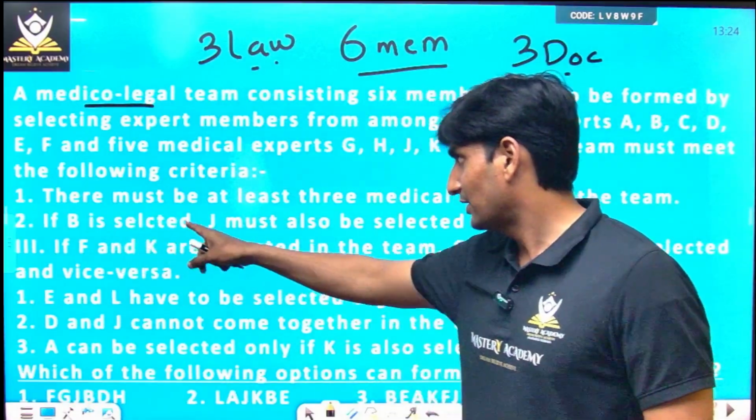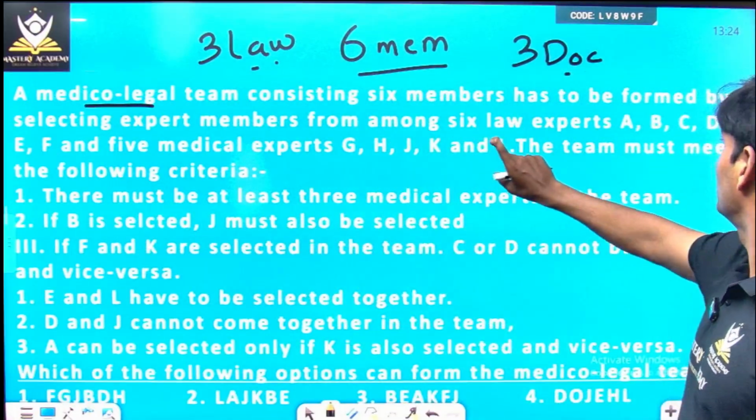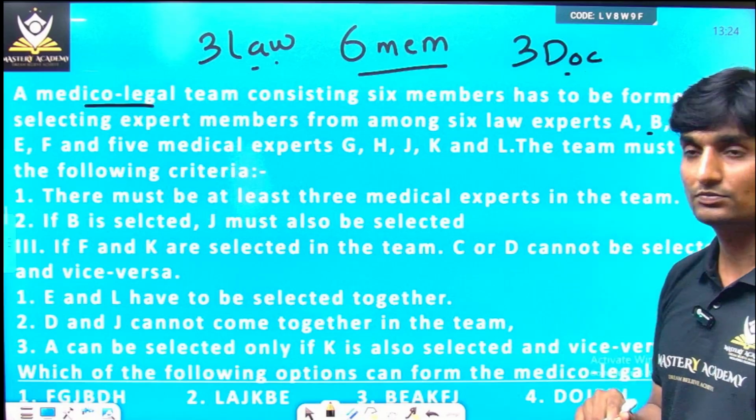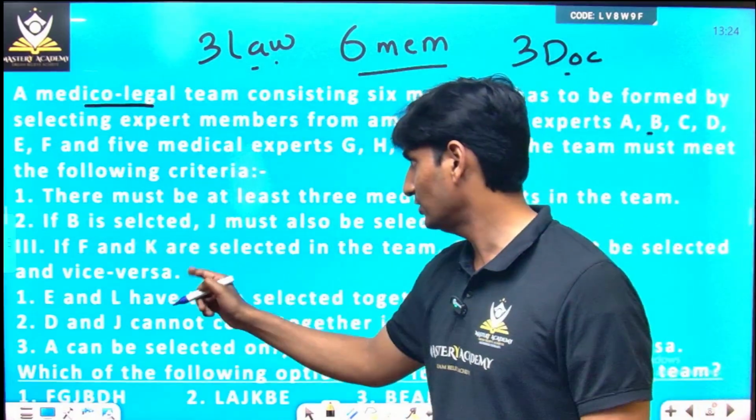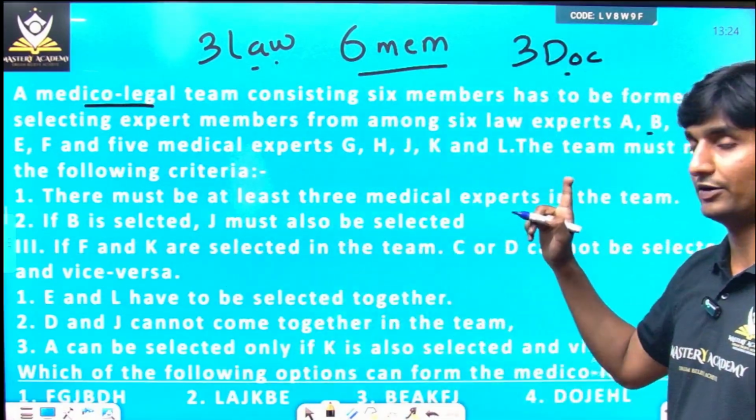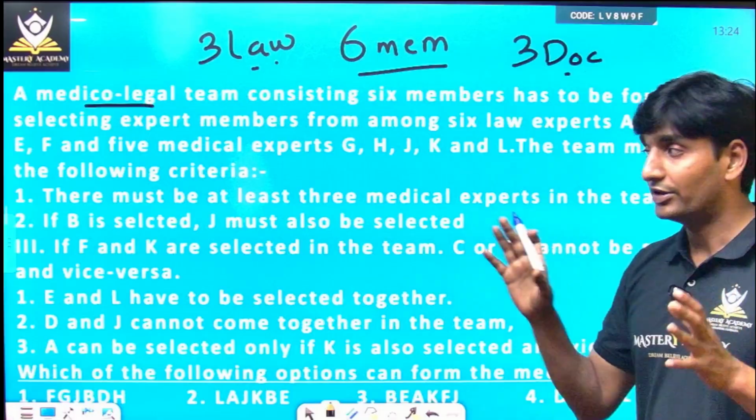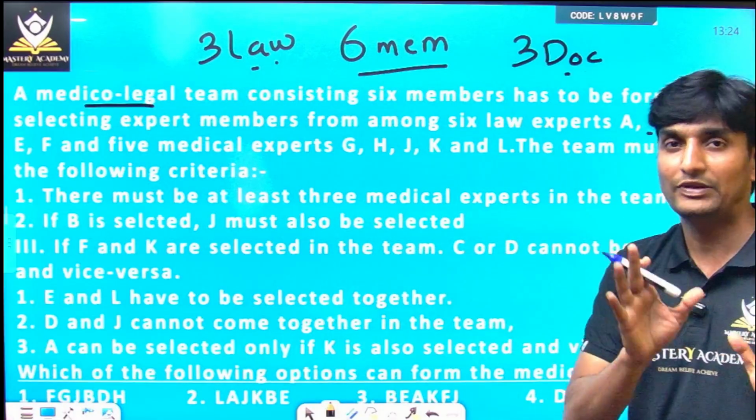If B is selected, B, he is a lawyer. Second condition is if B is selected, J must also be selected. They are not saying B should be selected.